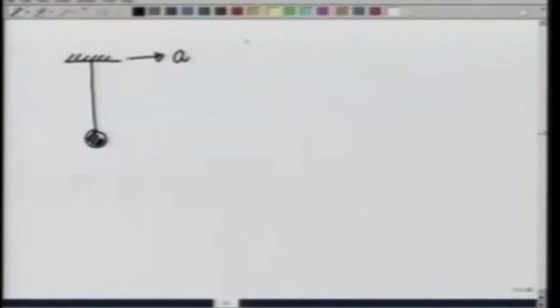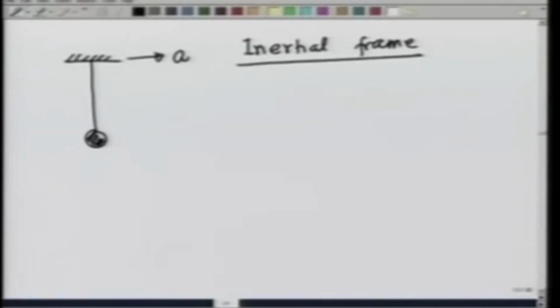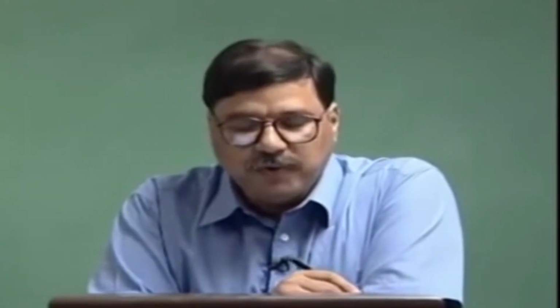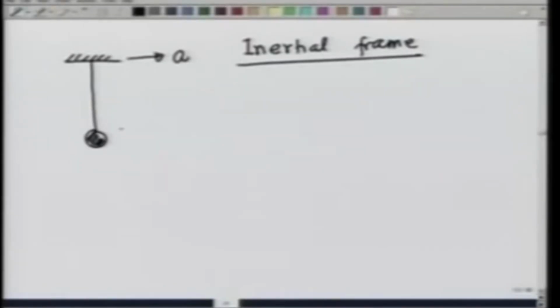First, let us solve this problem in the inertial frame attached to the ground. I am solving it for two reasons. One, you will see how to solve a difficult problem, and two, when you compare the solution in an inertial frame compared to the solution in a non-inertial frame, you will see the effectiveness of solving problems in a non-inertial frame sometimes. So, in this case, when this accelerates to the right, let us assume that the pendulum also swings to the right with this angle being theta.